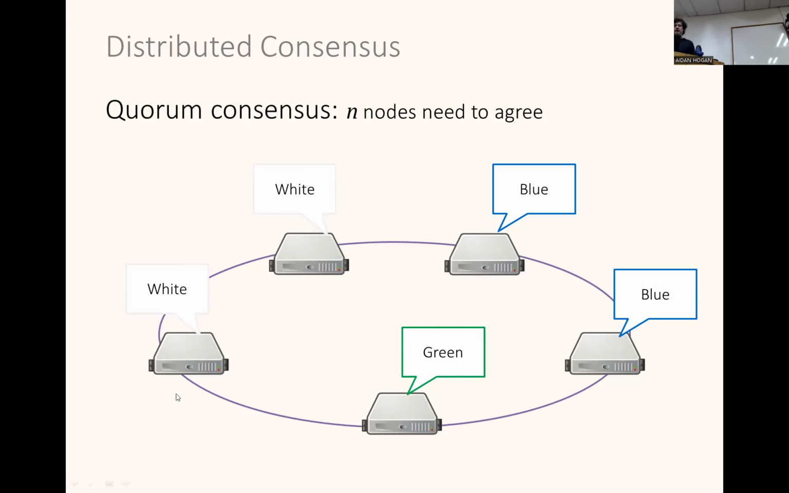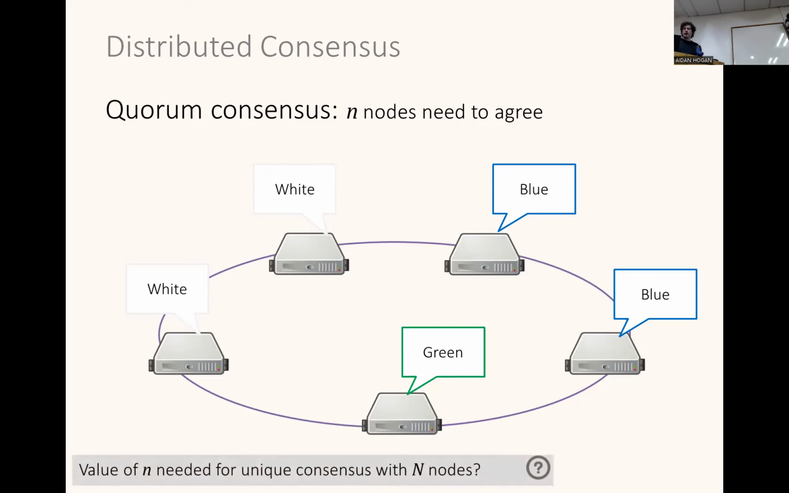So there is consensus here, but it's not unique. We could end up getting white as our answer or blue as our answer with N equals 2. So what value of N would we need for a unique consensus with capital N nodes? So N equals 5 here. We have 5 nodes. What value of N would we need to define for the quorum to be sure that it's unique?